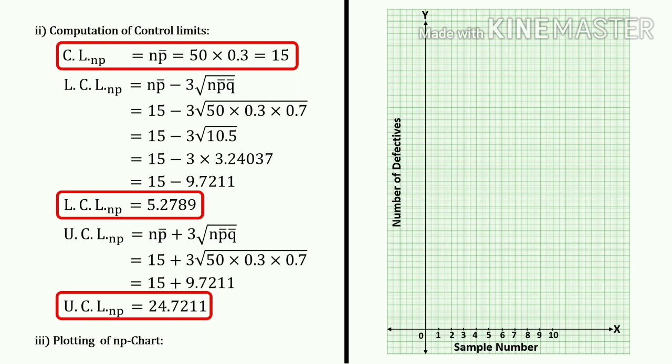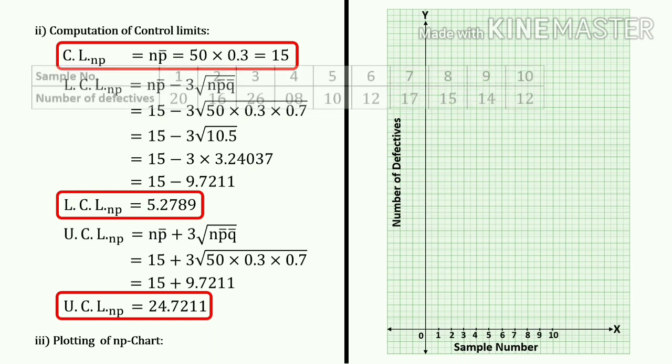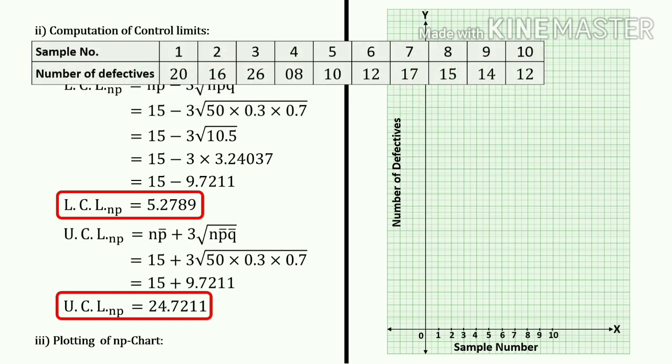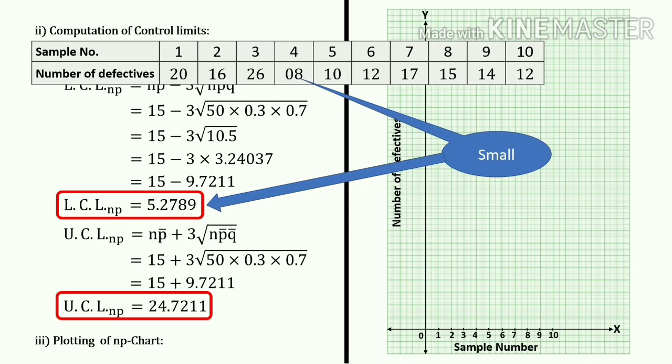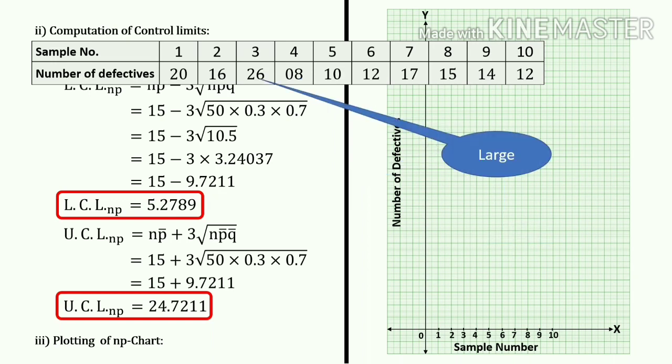Yes, now to decide the range on Y axis regarding the number of defectives, we have to consider the actual data and lower and upper control limits obtained for this graph. So first we consider the smallest value. The smallest value in the given data, that is number of defectives, is 8 and lower control limit is 5.2789. So smallest among these two is 5.2789. Similarly, the largest value is 26 in the given data and the upper control limit is 24.72. The largest among these two is 26.